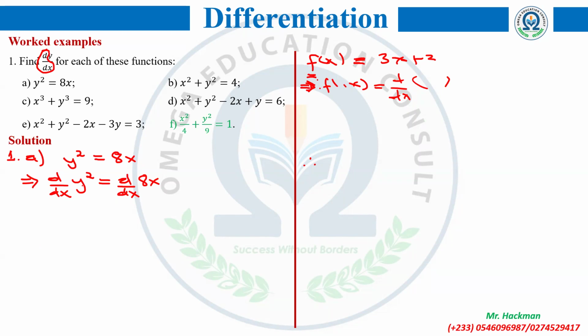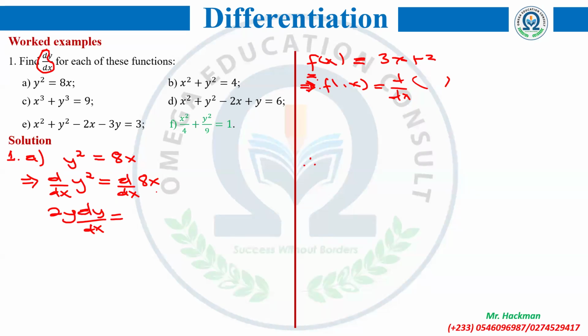So if you find d/dx of y squared, what would that give us? 2y dy/dx. So you can see where we are coming from. You have all the tools, so go into your toolbox and pick. Then if you differentiate this, what do we get?